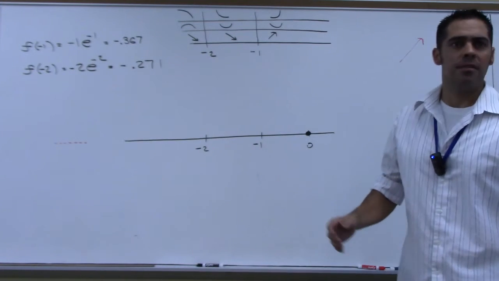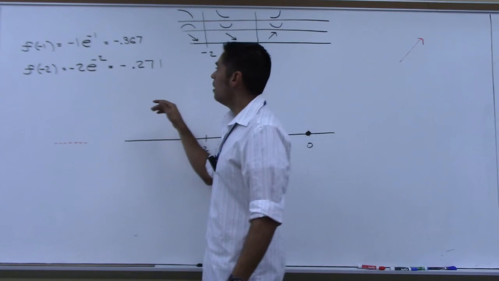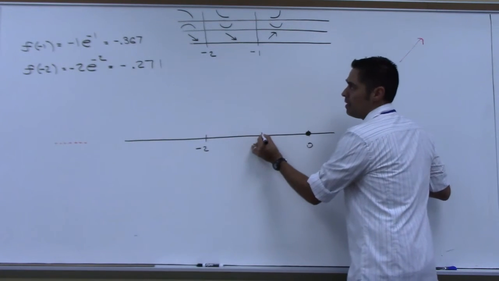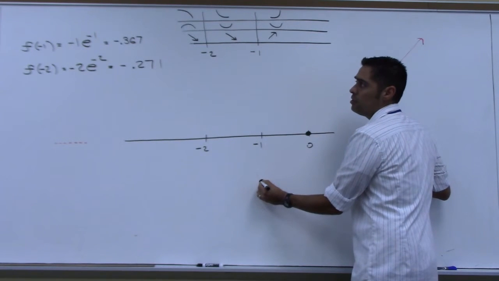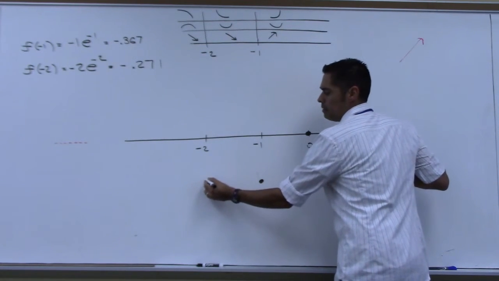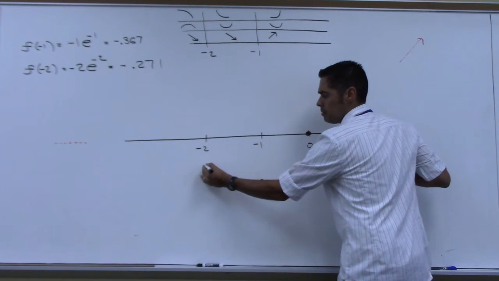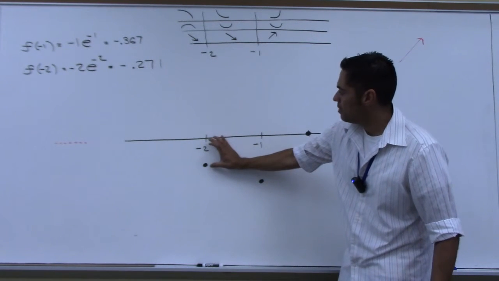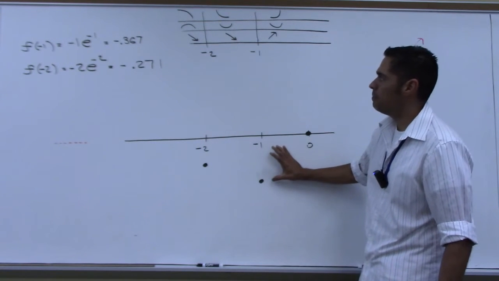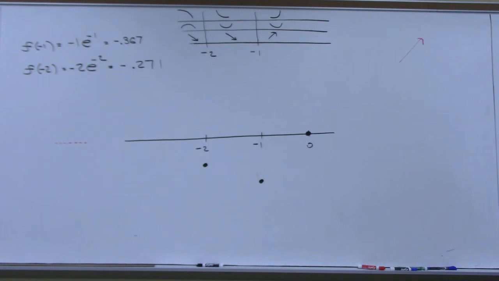What's going to be important to us is that they're both negative numbers, and then which one is above and below the other one. So at -1, this point is down here, let's say right there. Then at -2, we should be a little bit above? So something like that. So if that's like -0.27, this is like -0.36. That should be enough.